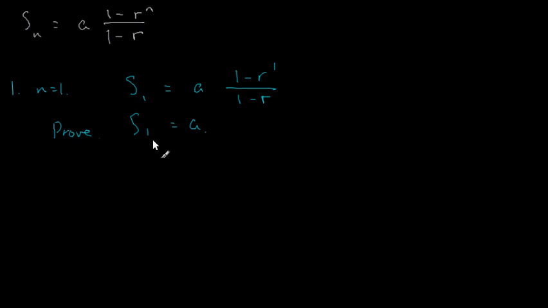The sum of one term of the sequence is a, but a is just the first term, right? So the sequence is a, ar, ar squared, and so on until ar to the power n minus 1. So if n is 1, that means we just stop at the first term. There's no more. So the sum must then just be a, because there are no other terms. So therefore this is obvious. It's true because it's obvious. That's all we need to say for the proof of this.